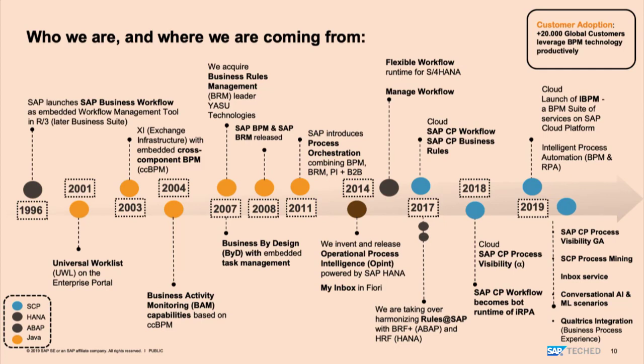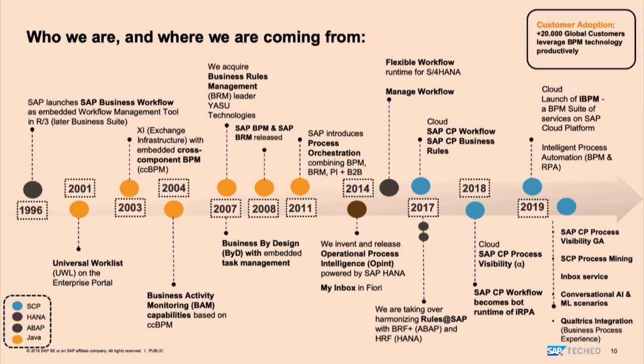So we had SAP Business Process Management, SAP Business Rules Management, which was an acquisition of a startup at that time. And that was later merged with PI and B2B into what is known today as process orchestration, which is still in wide use today, obviously. And then after that, in 2014, we built a completely different product, not so much for process automation, but for getting process visibility, getting insights into your operational processes. That was called Operational Process Intelligence, was a HANA-based solution.